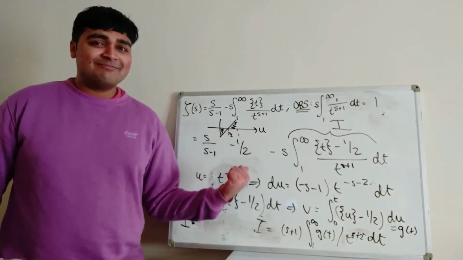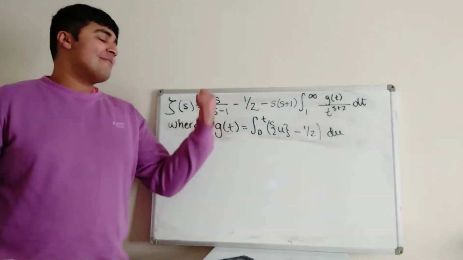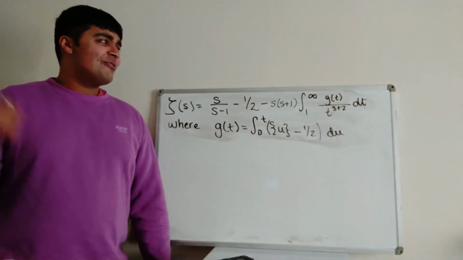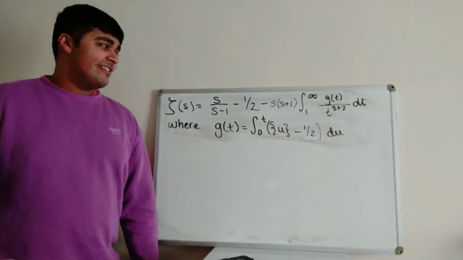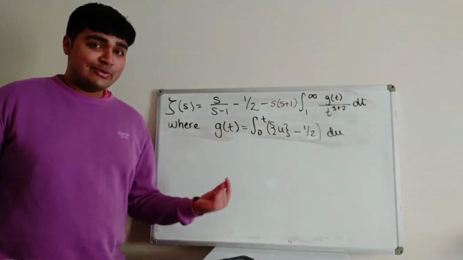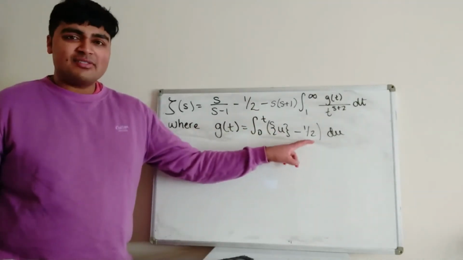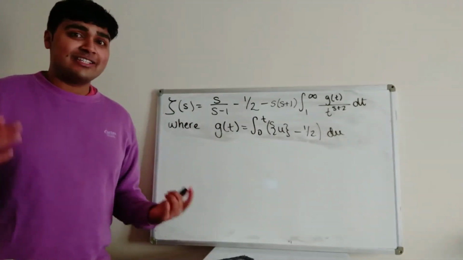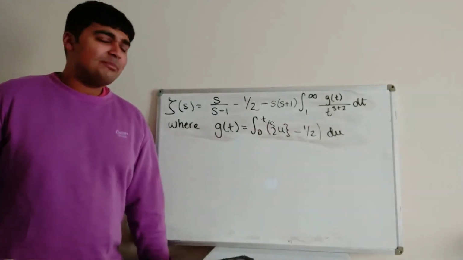Okay, so zeta of s is s over s minus 1 minus a half minus s times s plus 1 times the integral from 1 to infinity of g of t over t to the s plus 2 dt, where g of t is this guy here, the integral from 0 to t of the fractional part of u minus a half du. But as I said, we want to have a look at this thing here, and remember, this choice of a half seemed kind of arbitrary before, but now I'm going to show you why it's actually a really smart choice, because we want to evaluate this integral here, or at least simplify it a little.